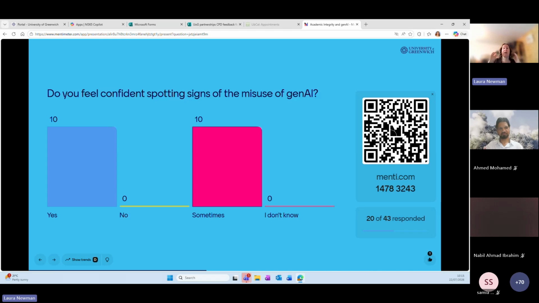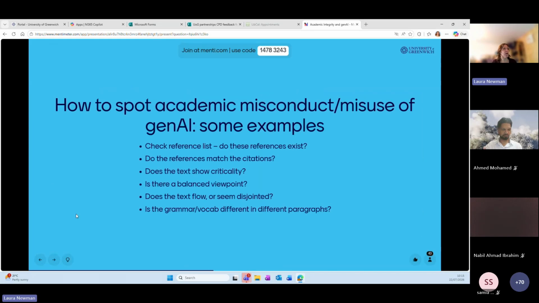Obviously, Gen AI, as Jimmy talked about the other day, is constantly evolving. It's getting better and better, and so it can be quite hard for us as educators to keep up with that. Hopefully a little bit of what we're going to talk about today is going to help with that. So here are a few examples of how you can spot this, and I'm sure some of you are doing this already. A very easy way still is to check a reference list from Gen AI.